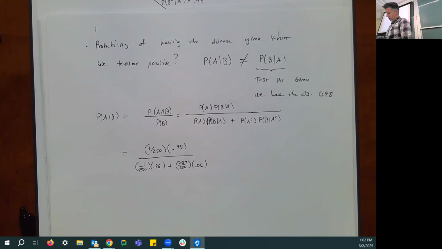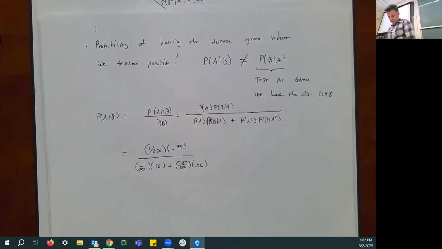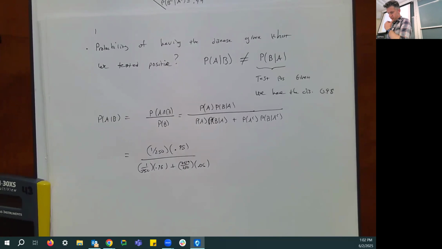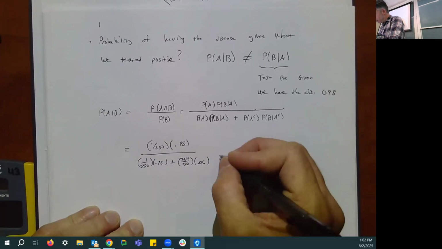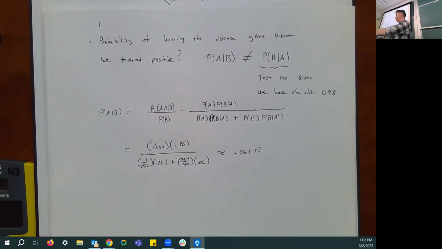So 0.98 divided by 250 is 0.00392. And then we have plus 249 divided by 250 times 0.06. Right, cool. And then 0.00392 divided by that answer. We get 0.06155.